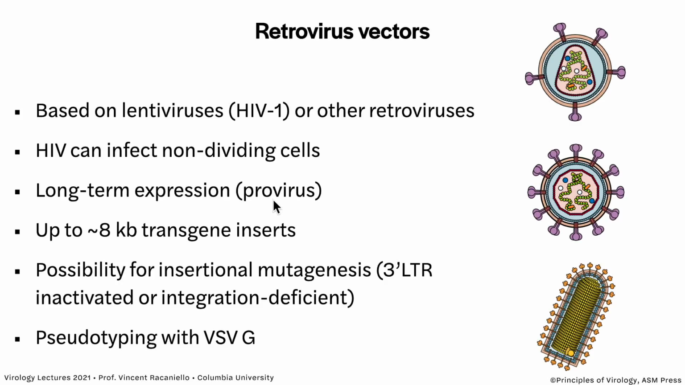You have long-term expression because, of course, you get integration. You can get up to 8 kb inserts. There is a possibility for insertional mutagenesis, but now we make these SIN vectors that get around that. And we can also pseudotype these, which means we put a different envelope protein or a different spike protein in them. And you can use VSV spike, which infects a lot of different cells, for example, or you can use a spike of a virus that is restricted, whatever you need to do.